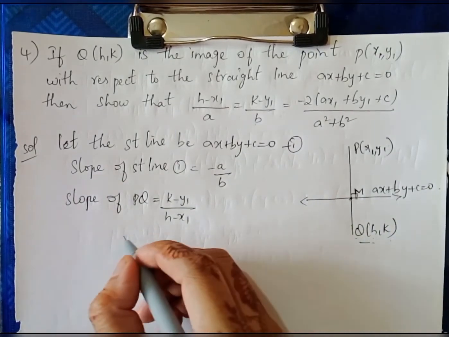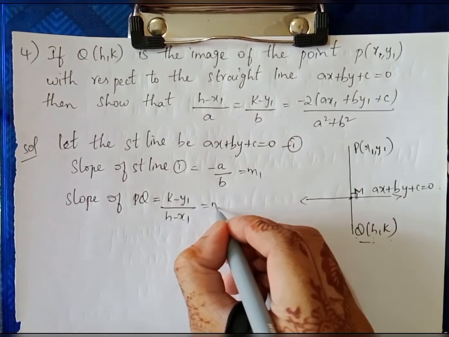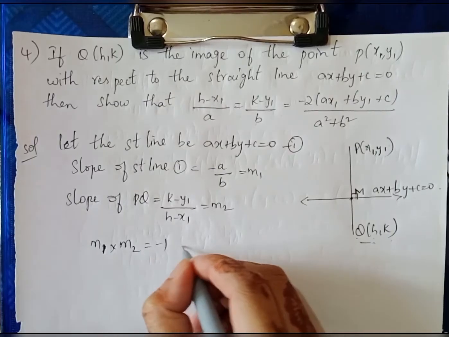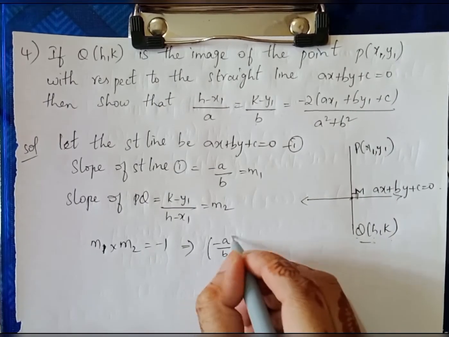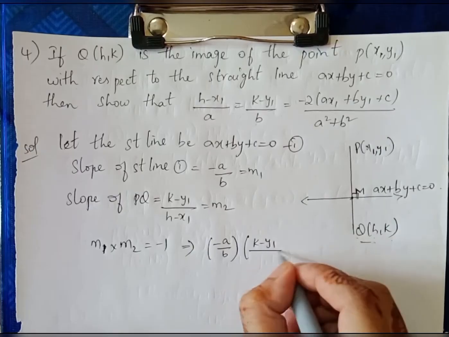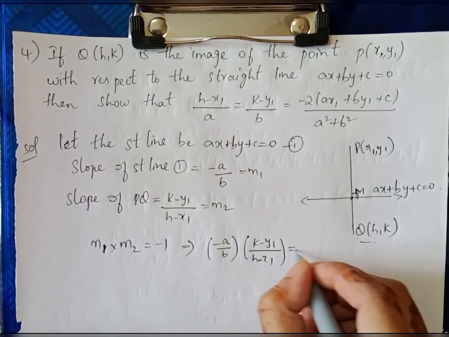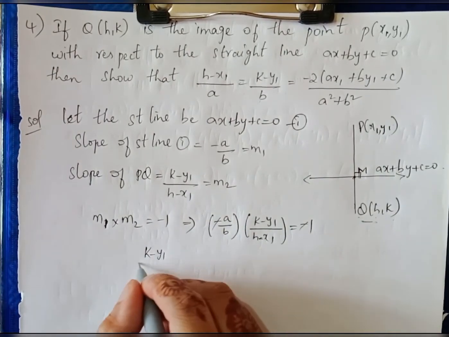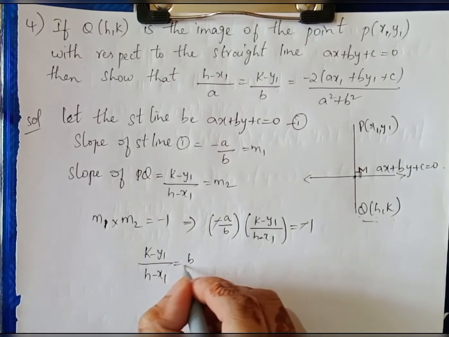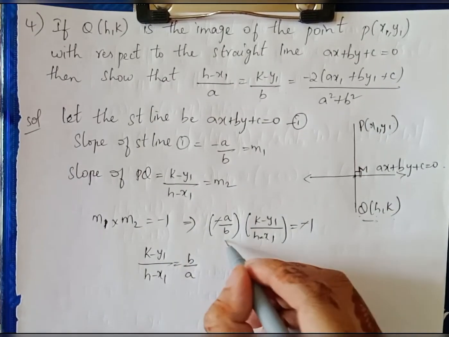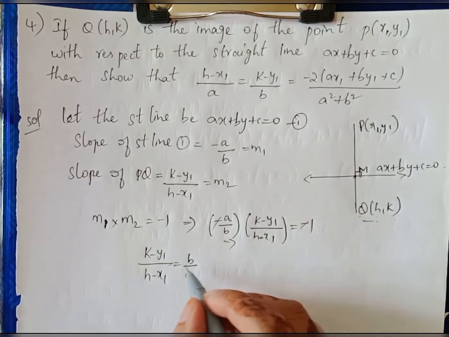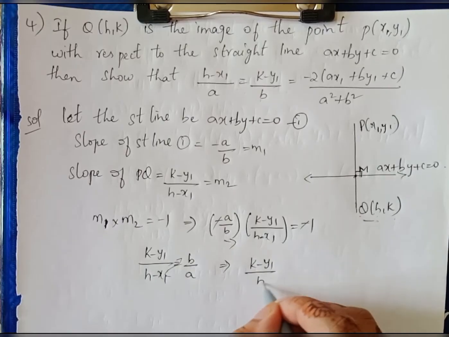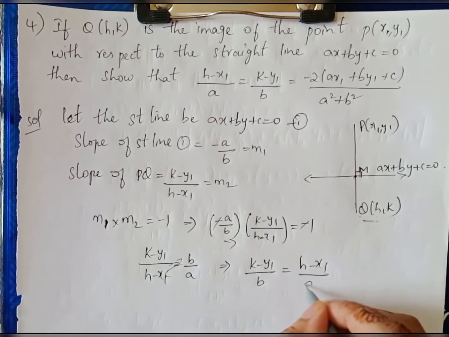The given lines are perpendicular, right? This is m1 and this is m2. Lines are perpendicular, so m1 into m2 is equal to minus 1. So it is minus a by b into (k minus y1) by (h minus x1) is equal to minus 1. Minus minus cancel. So it is (k minus y1) by (h minus x1) is equal to b by a. Shifting this to that side, it is reciprocal. Now interchanging these two values, it will be (k minus y1) by b is equal to (h minus x1) by a.